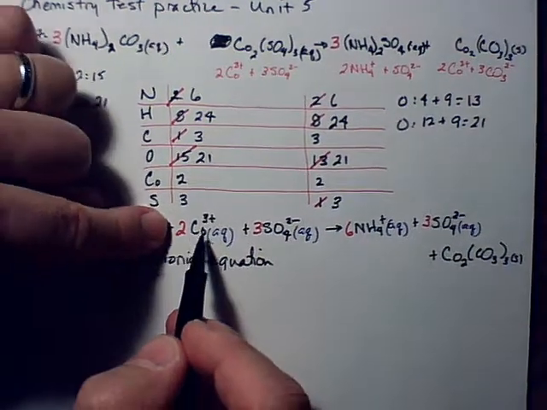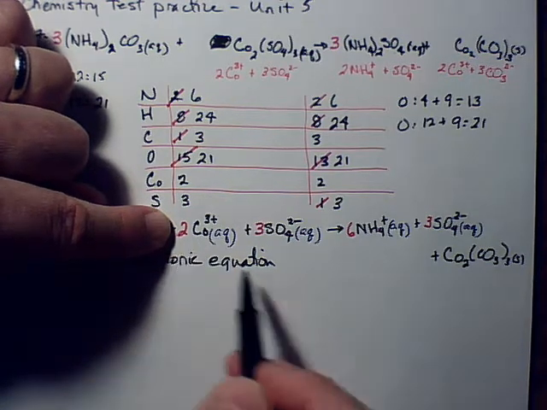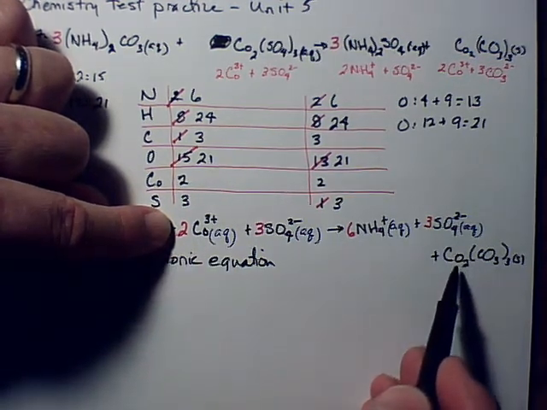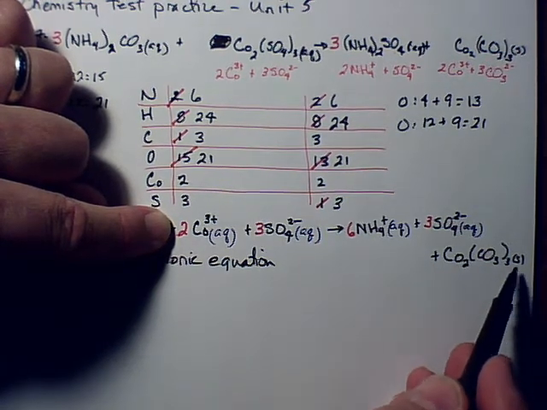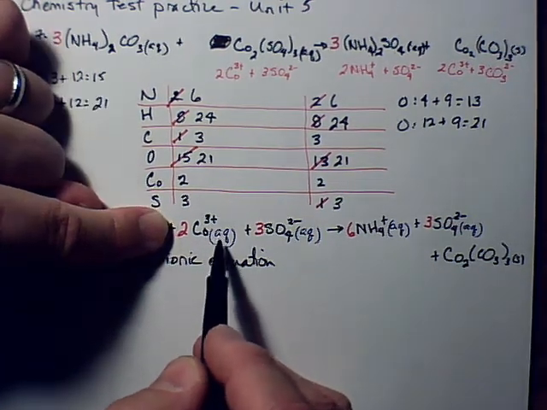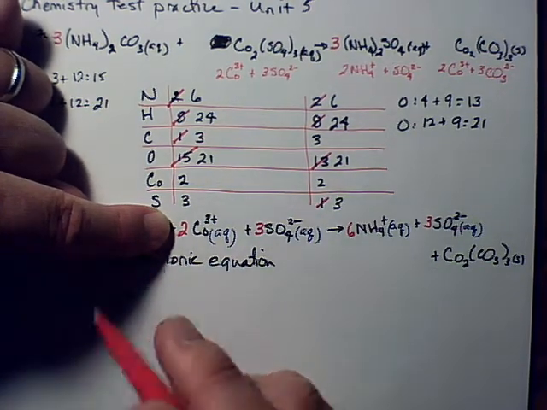Alright, I have a cobalt. I have 2 cobalt ions with a 3+ charge. They're called cobalt 3s. Over on this side, there's no cobalt with a charge. The only cobalt is in a compound that's solid, and it doesn't match the aqueous over here. So this cobalt is in the game. It stays.